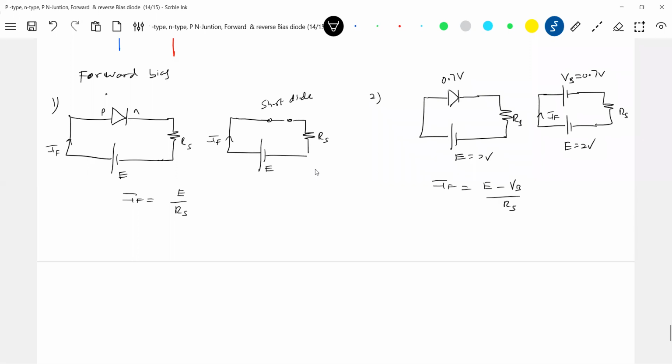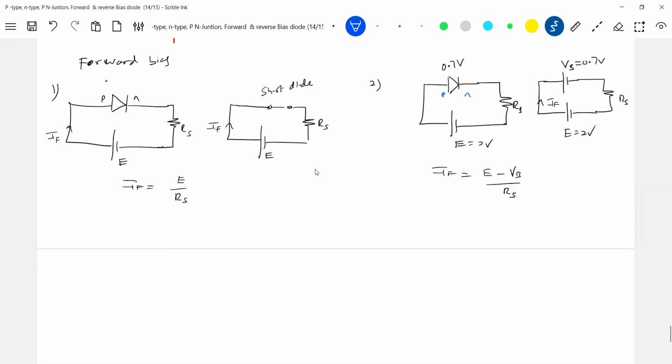What is this barrier potential? Nearby the diode, if they write 0.7, then replace with a cell. I think we know this is P type, this is N type. You should replace the polarity like this. Then calculate the current.